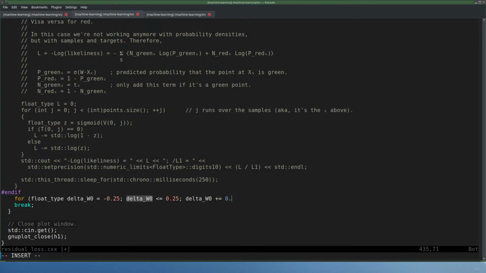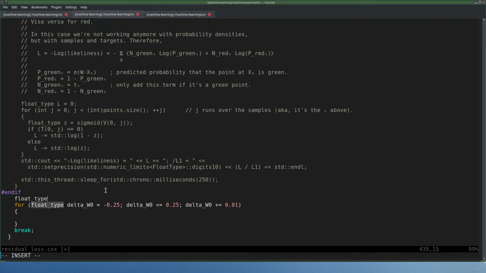And then we do that in steps of 100th. Just try something. I need to remember the old W0 value as well. The correct value is W00. And then we are setting it to that value plus the delta. And then I want to calculate my loss function. Just use this.